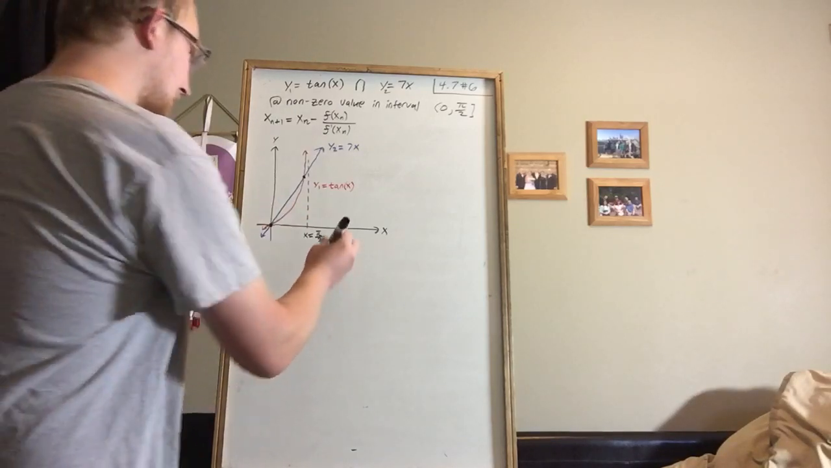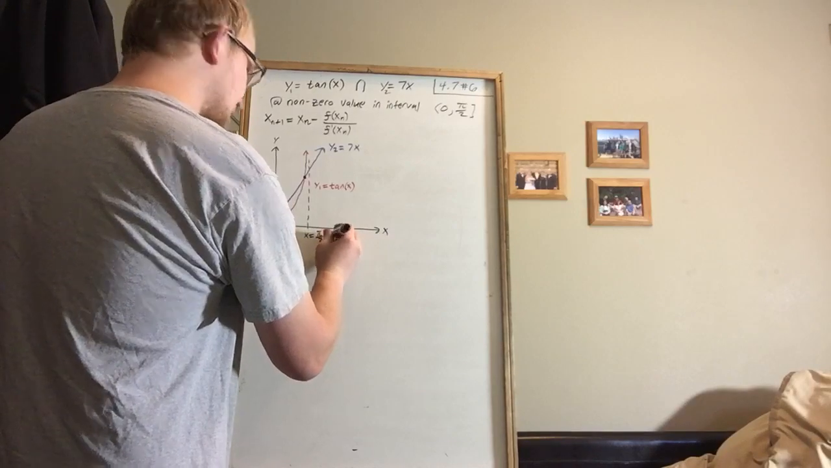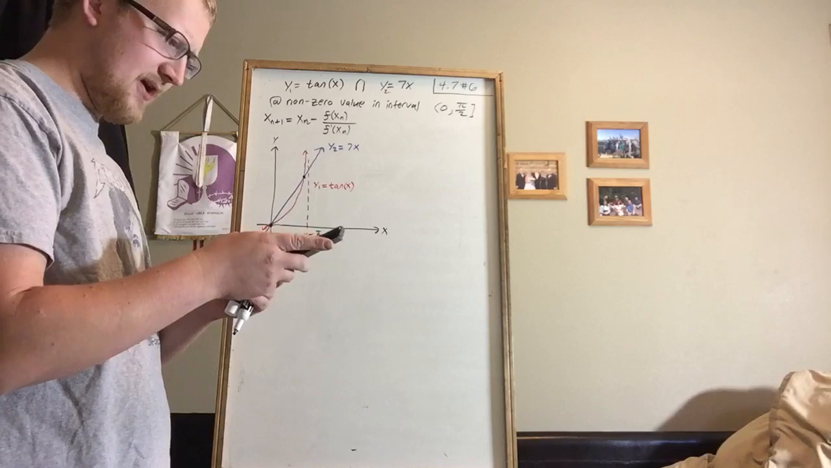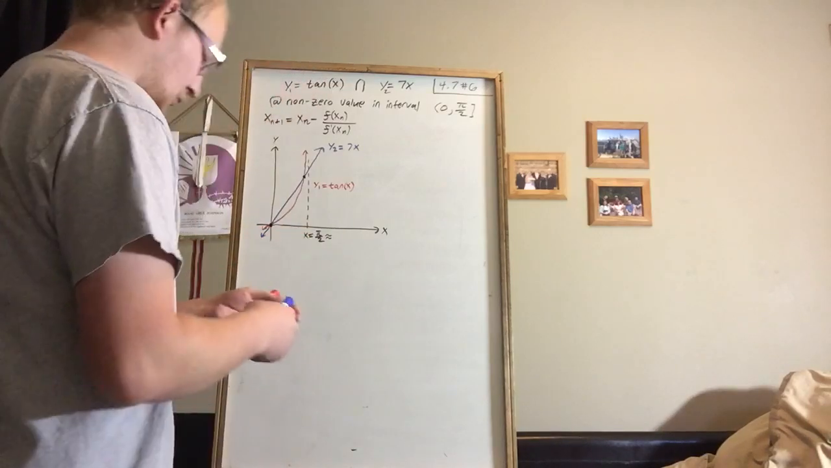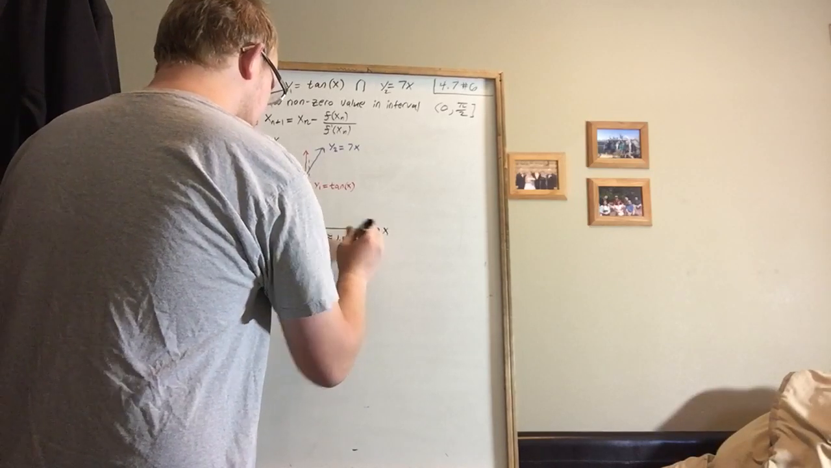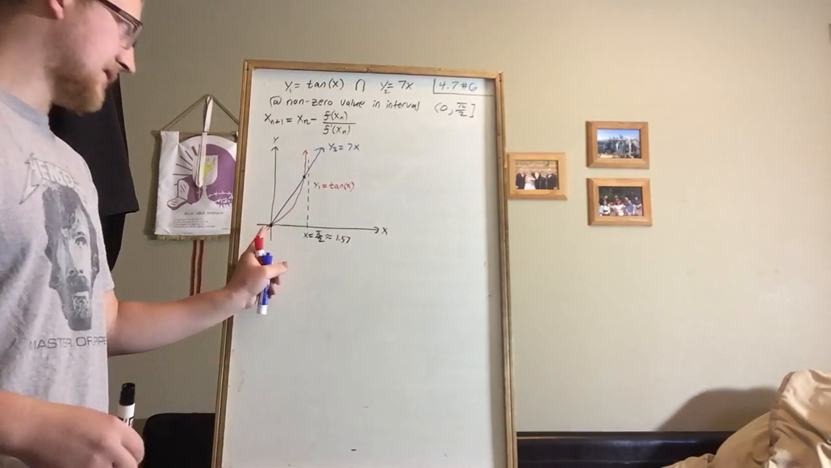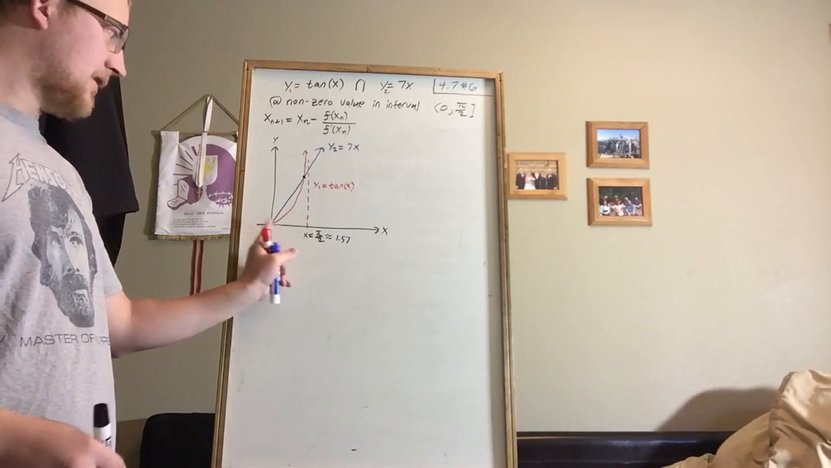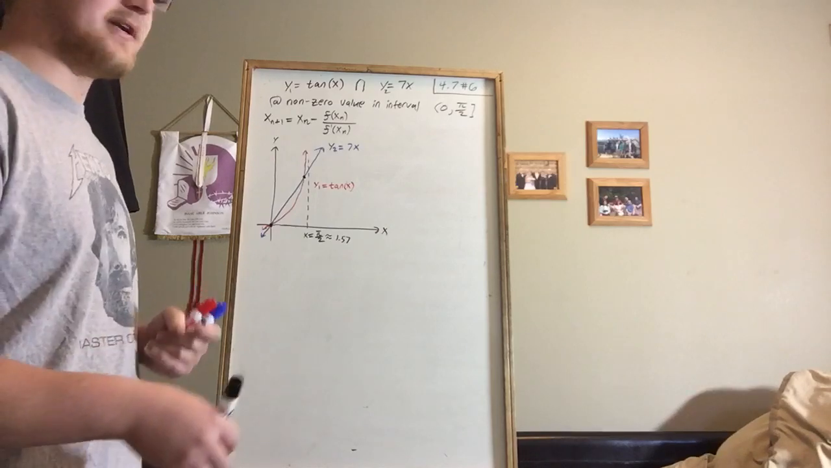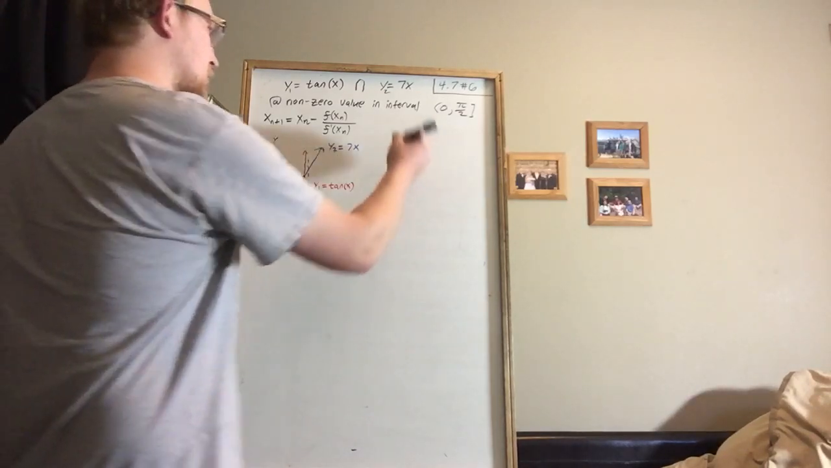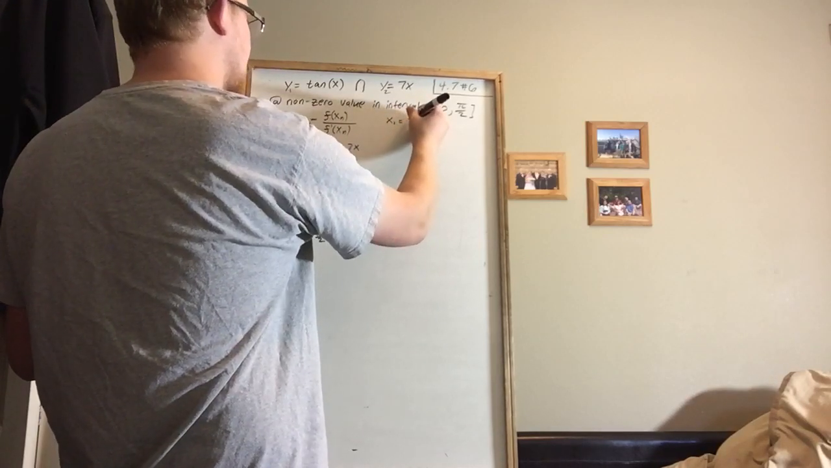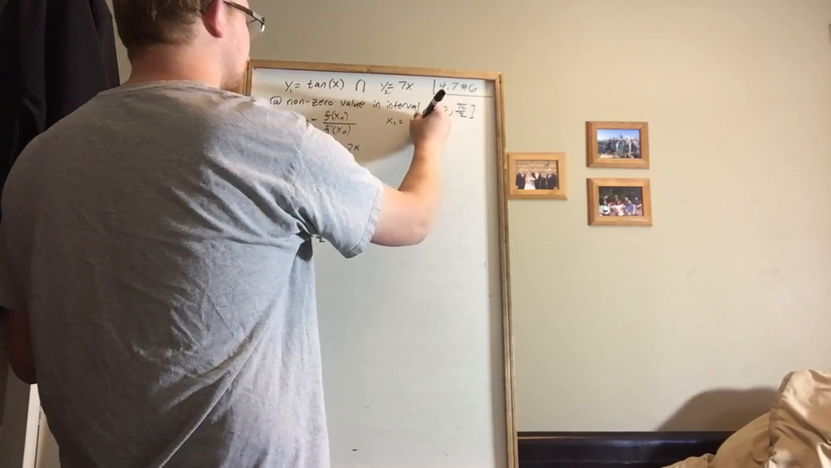Pi halves is approximately, let's take a look, pi divided by 2 is approximately 1.57. We'll use that because we've noticed that our intersection seems to be a little bit closer to pi halves than it is to 0. That's why I decided to choose my initial value, which we'll call x1. I'm going to choose x1 as 1.5.